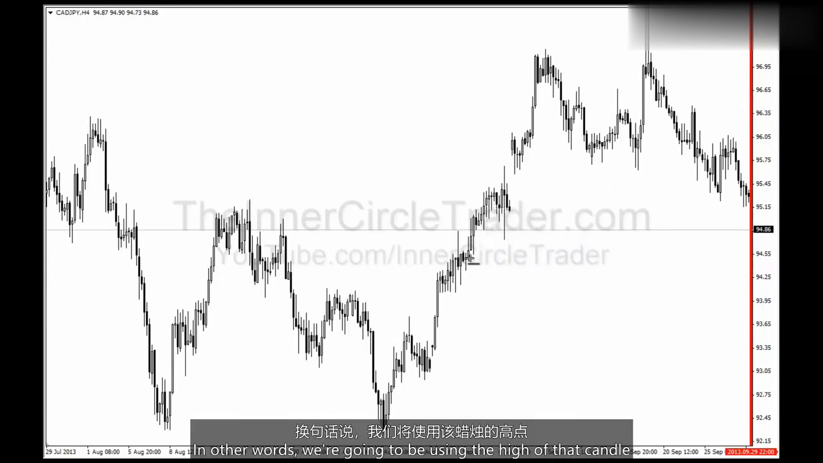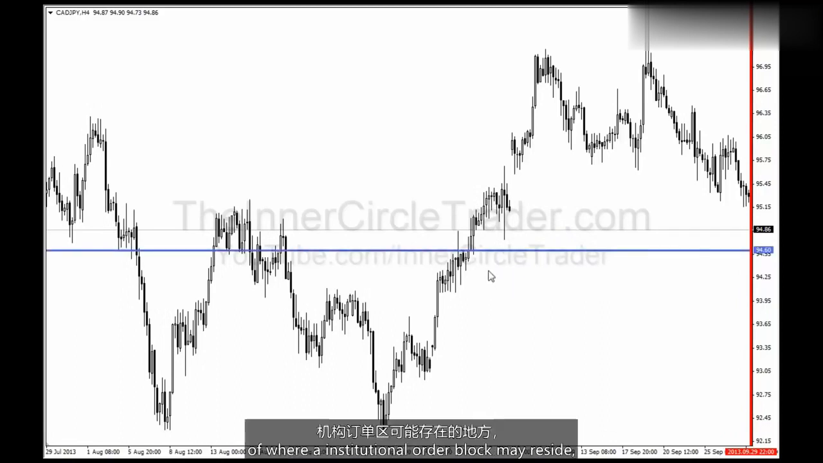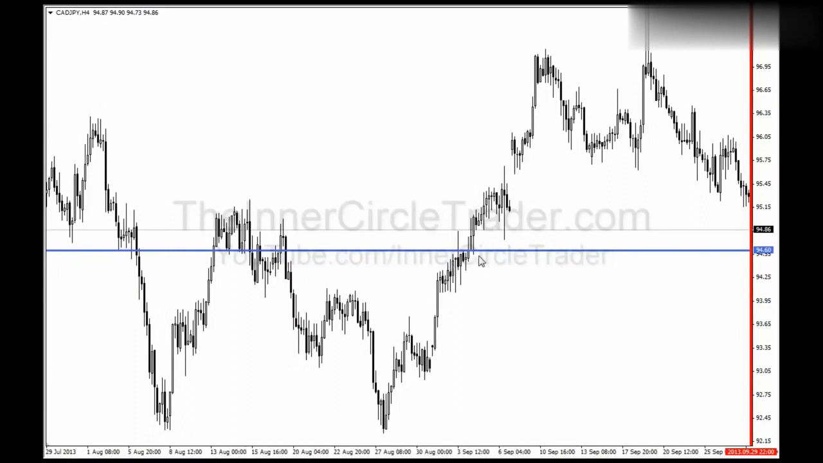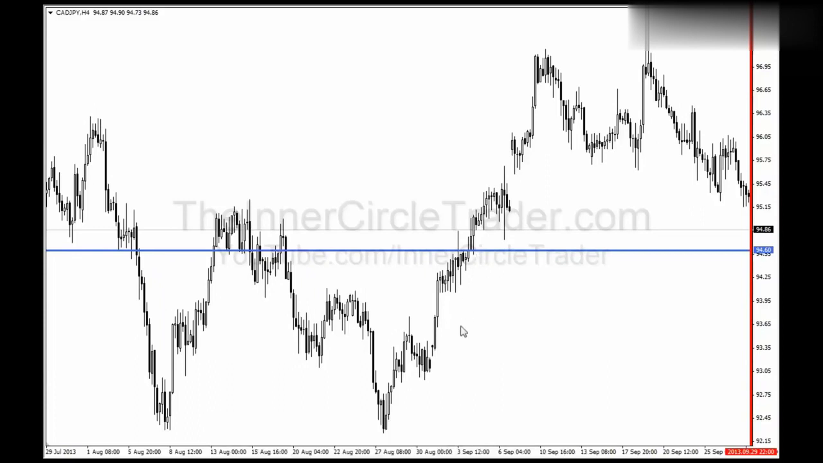Okay, this is a down candle within this consolidation prior to the move out of this consolidation. In other words, we're going to be using the high of that candle as the beginning point of where an institutional order block may reside. Okay, and there's a few things that we could be utilizing in this setup. We could be referring to this swing low here prior to this rally up.